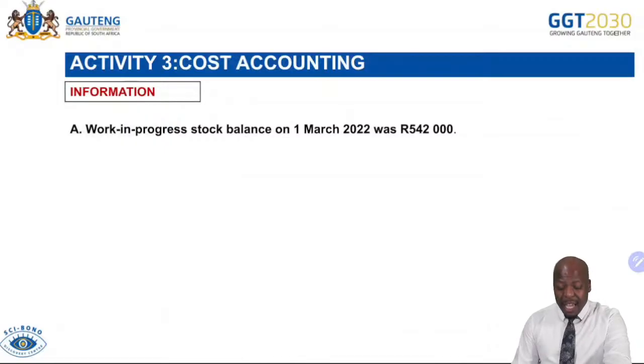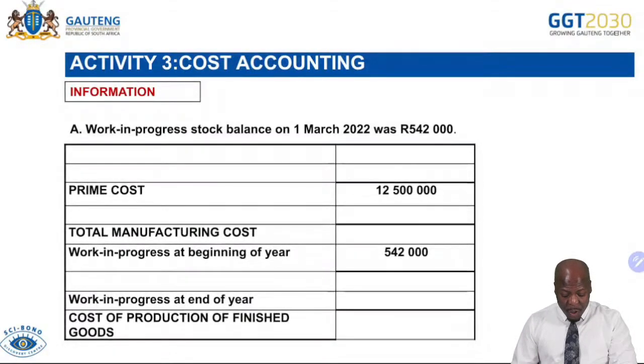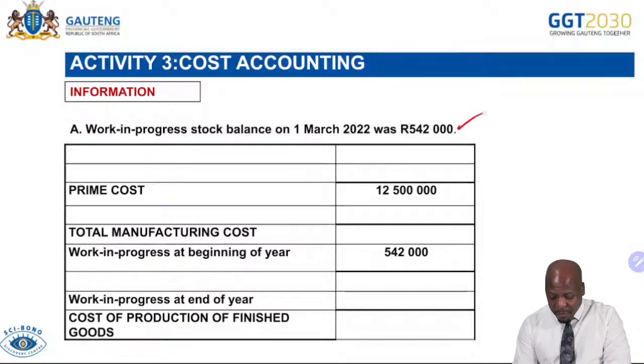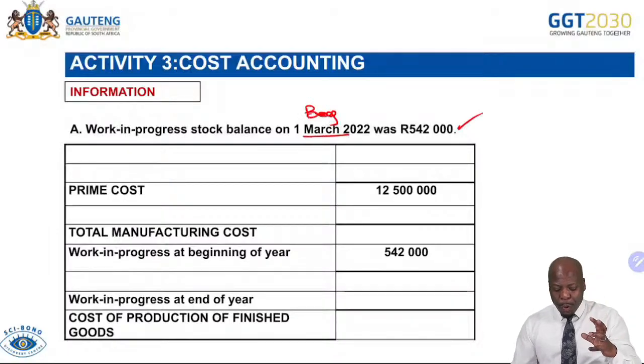All right, so what we're given, I'm going to take the information as it came in the exam paper. So the first part we were given, that is information A, work in progress stock. We have work in progress stock of 542,000. That is on the 1st of March. Remember, this is at the beginning. You need to know your production cost statement format. Then you would know that once you have work in progress at the beginning, it will come here. There it is, work in progress at the beginning.